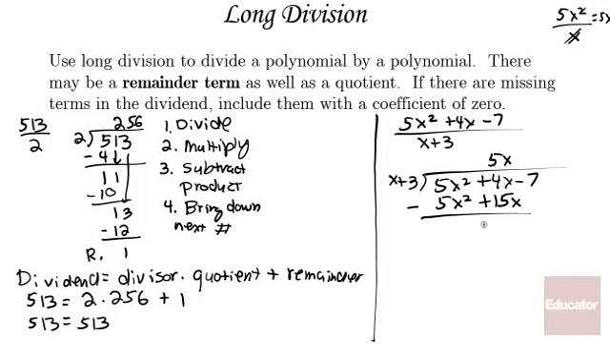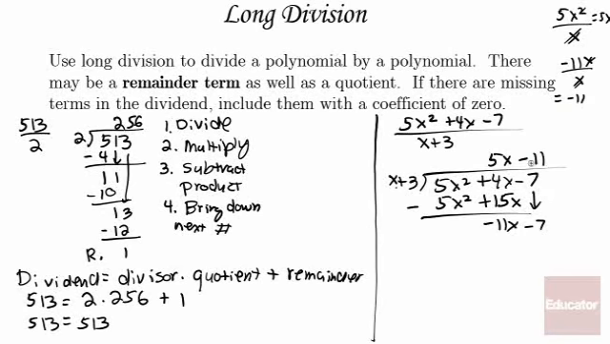4x minus 15x is negative 11x. Next step, bring down the next number, and here that would be negative 7, the next term. Okay, so I go back up. I was down here. I go back to number 1 again. Divide. Negative 11x divided by x. The x's cancel, so that gives me negative 11. So I'm going to put that up here.